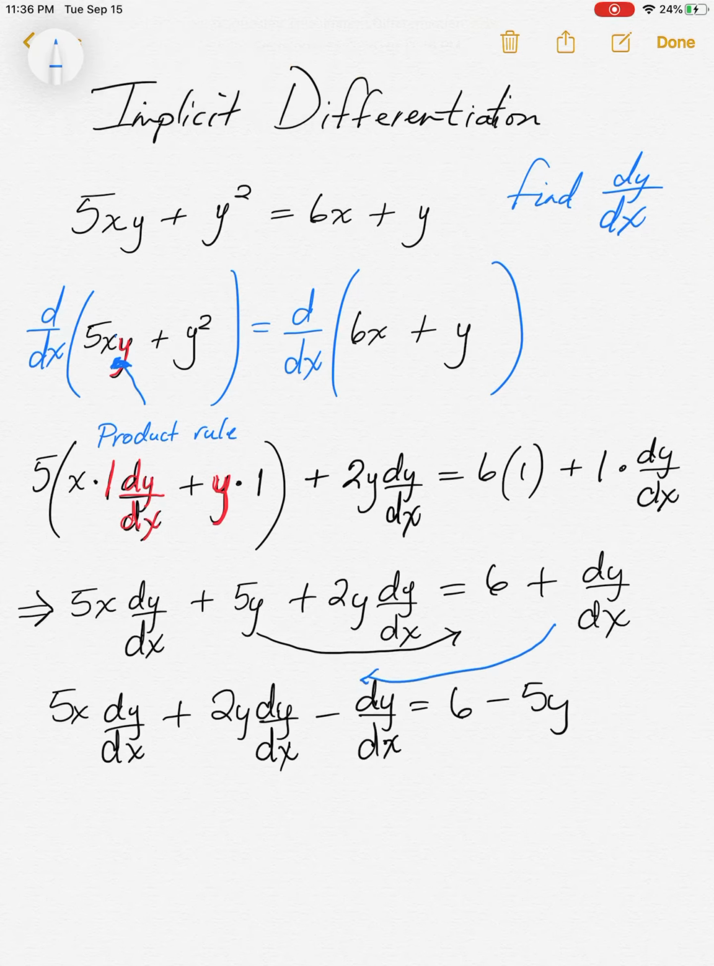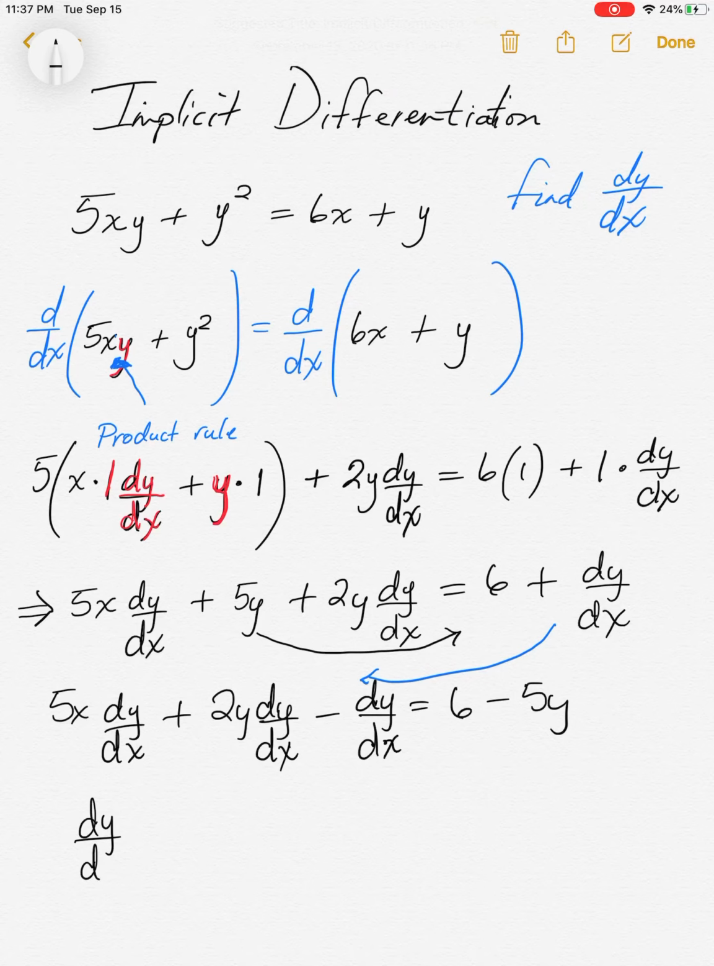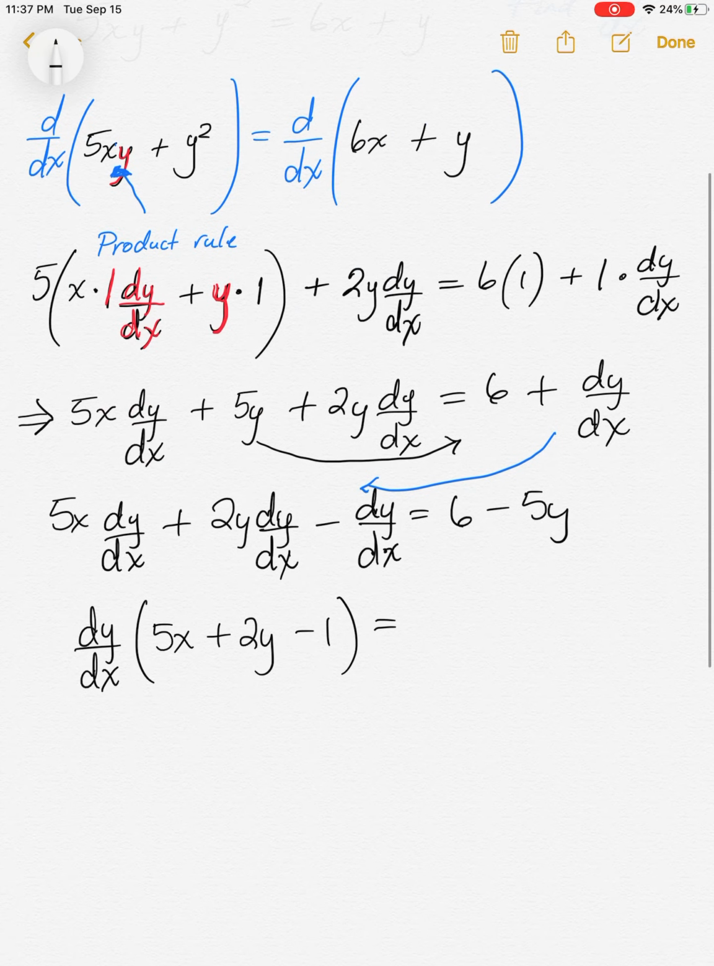And this dy/dx came to the left-hand side. All right. And we're going to factor a dy/dx out of everyone. When we factor out dy/dx, we have dy/dx times (5x + 2y - 1) equals 6 - 5y.